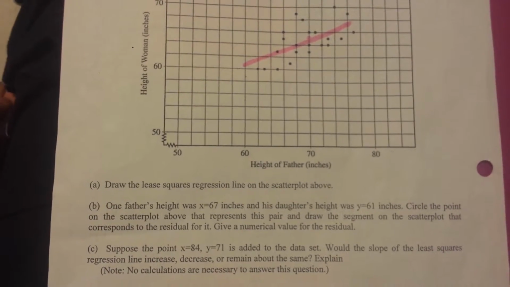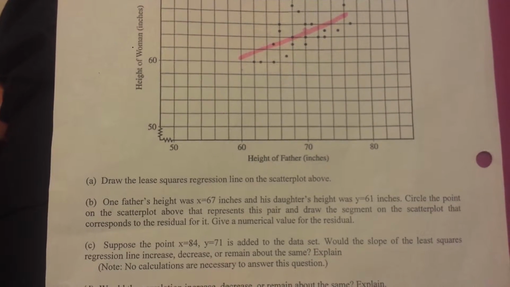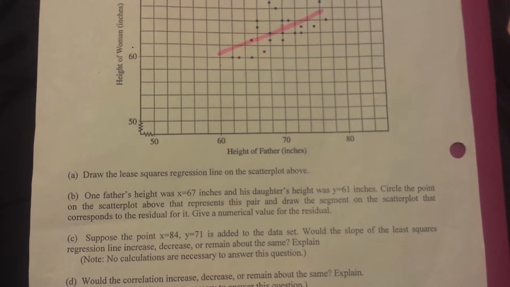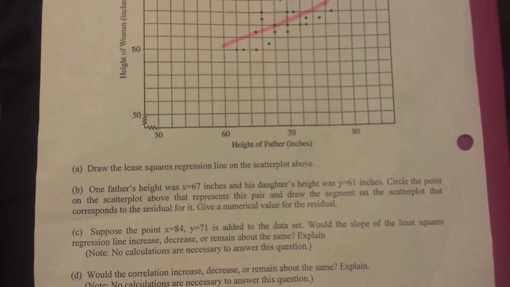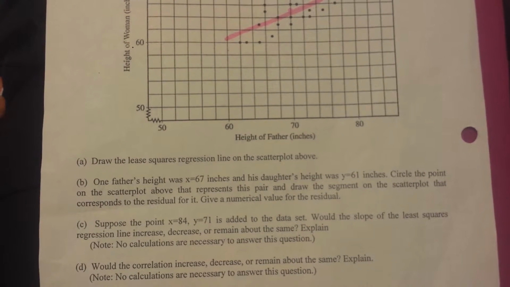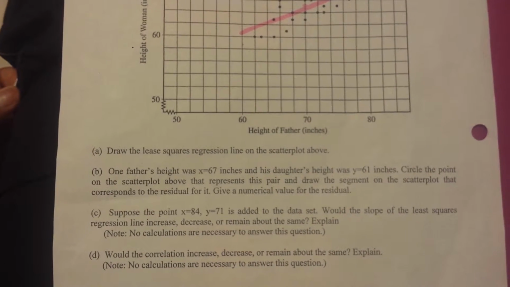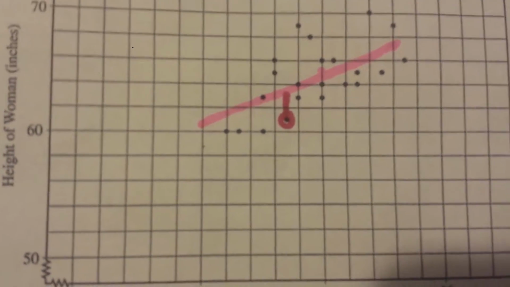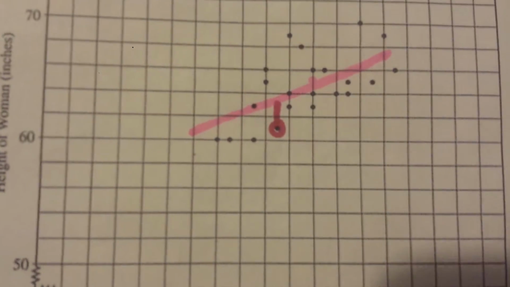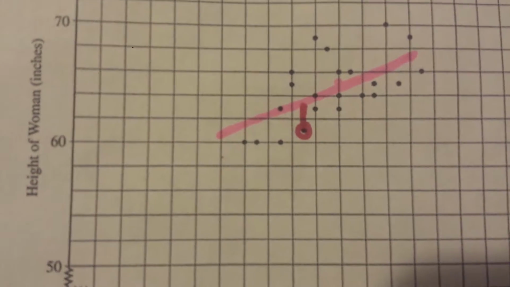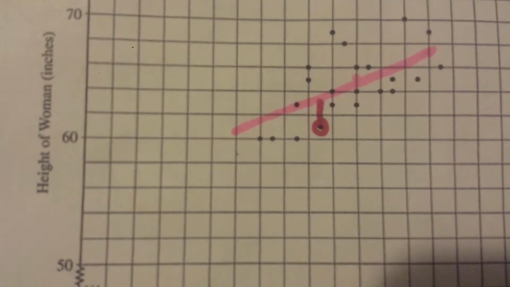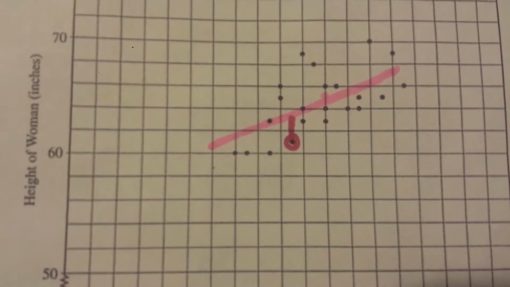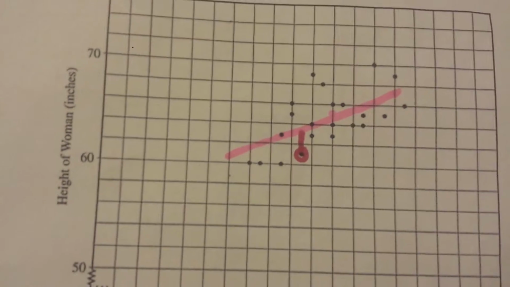B says one father's height was x equals 67 inches and his daughter's height was y equals 61 inches. Circle the point on the scatter plot above that represents this pair and draw the segment on the scatter plot that corresponds to the residual for it. Give a numerical value for the residual. Here I circled the point on the scatter plot that represents the pair, and I drew the segment that corresponds to the residual for it. Now to find the numerical value for the residual, I'll be using my calculator to show you.